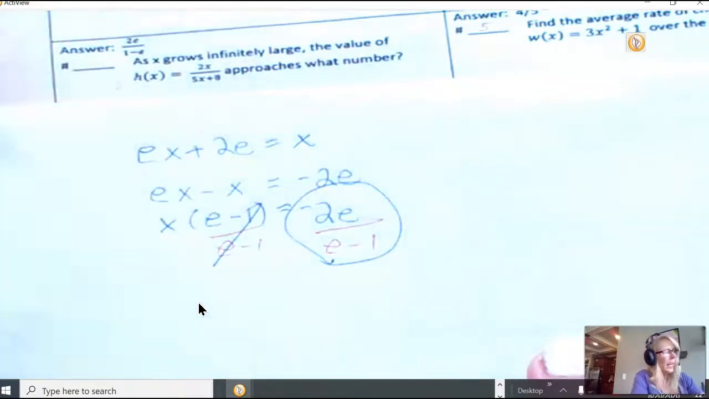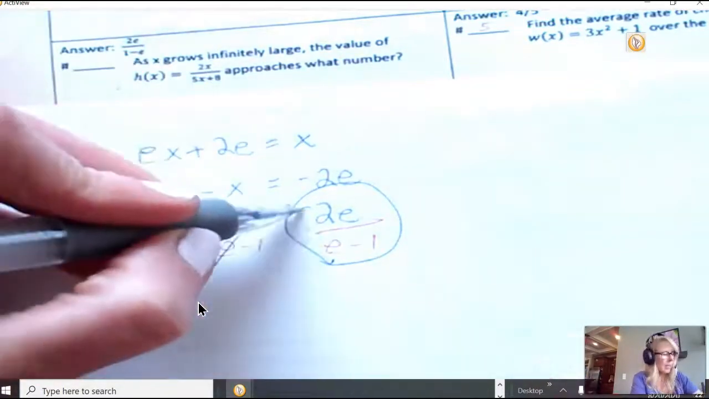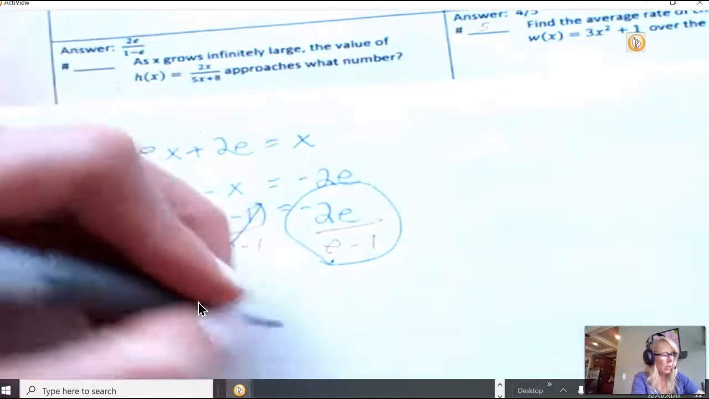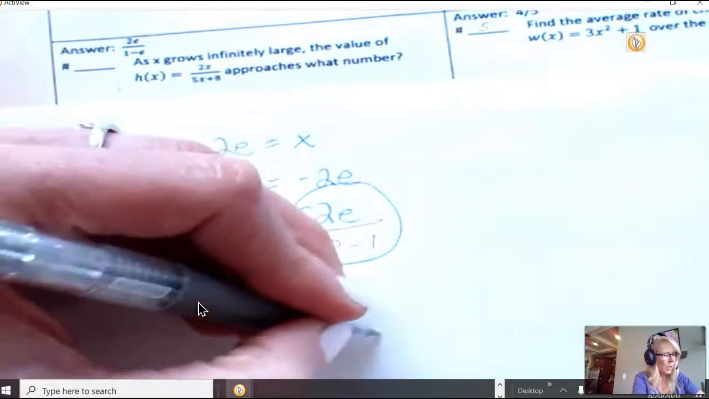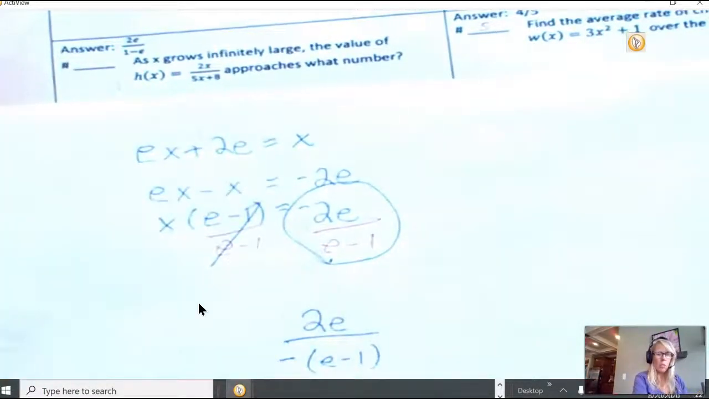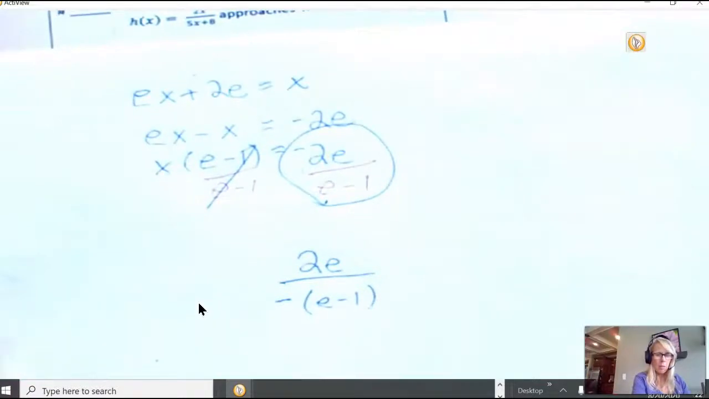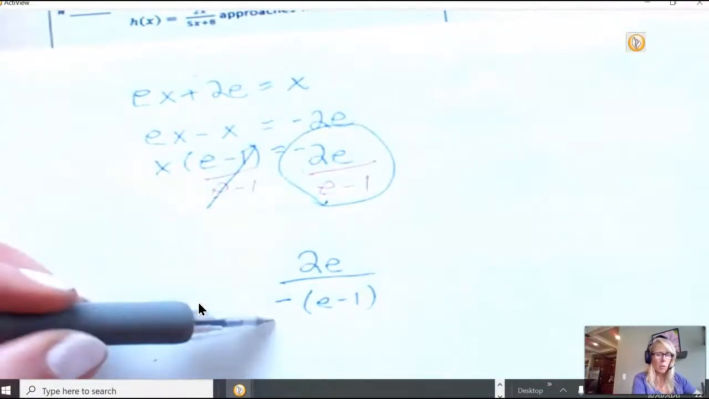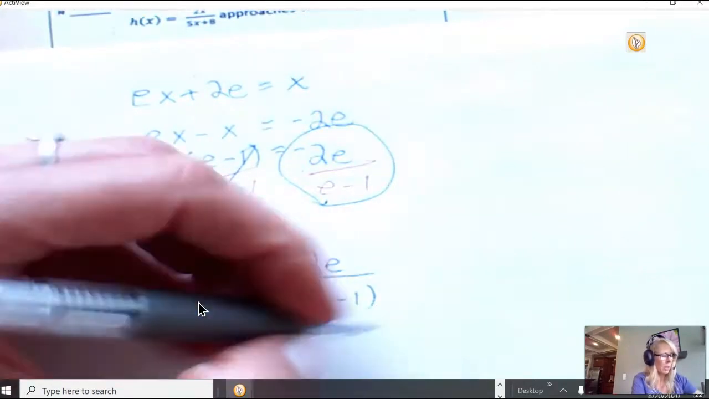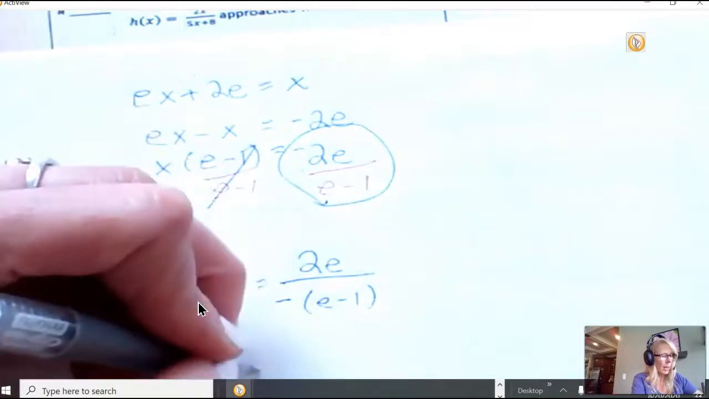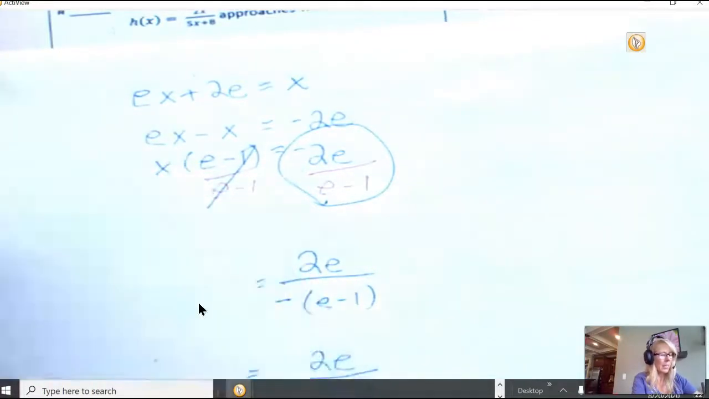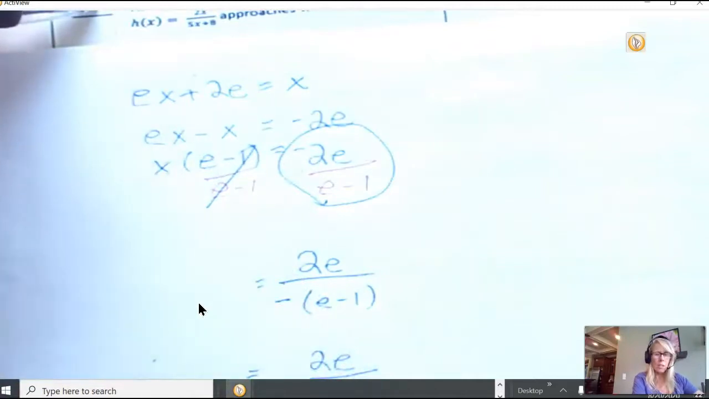So I can look at this, and instead of having the negative up in the numerator, I can plop it down to the denominator. So in other words, I would have 2e over negative, and I just distribute it through the entire denominator, remember? So I just took the negative from the numerator, plopped it down here, and you can see you get negative e plus 1. So I could definitely write that as 2e over 1 minus e. And that does look just like this.